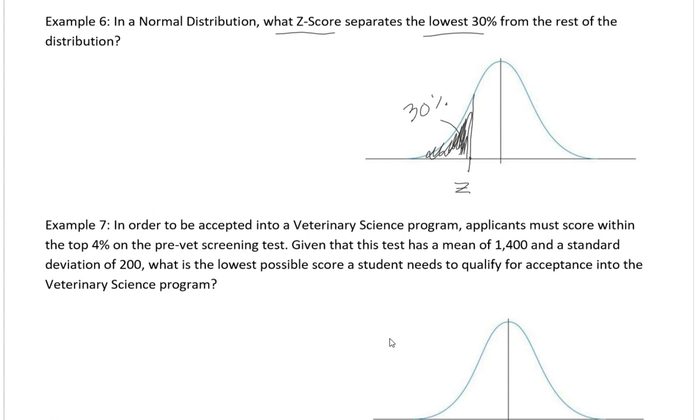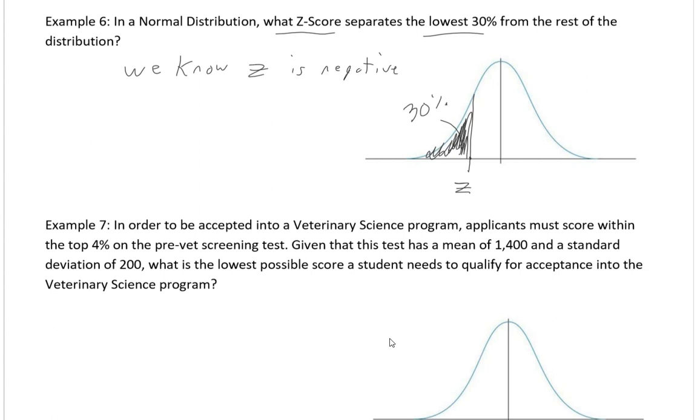Well, what that means is that we need to use that z-score table, but we need to work with it in a little bit of a different way. Do keep in mind that the z-score for 30% would have to be below the mean because the mean and below would be 50%. So the lowest 30% has to be somewhere down here. So the z-score is going to end up being negative. So we know that z is negative.